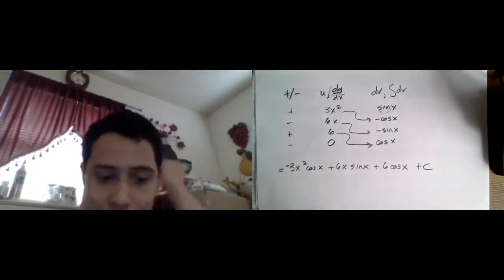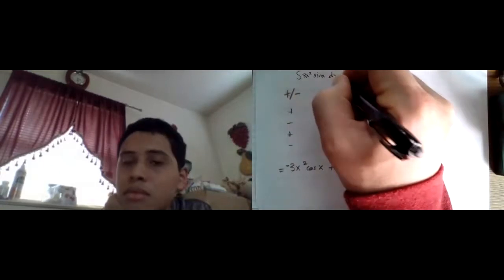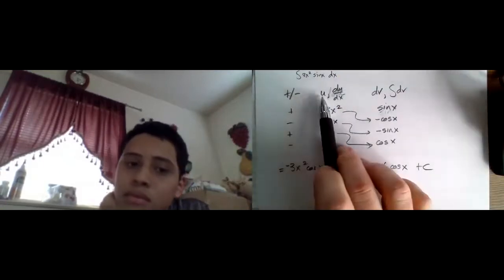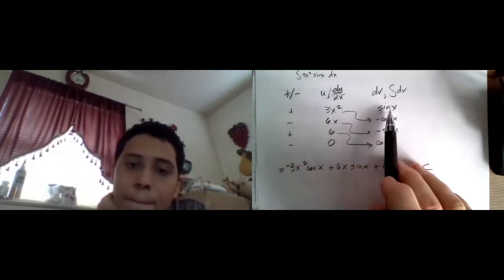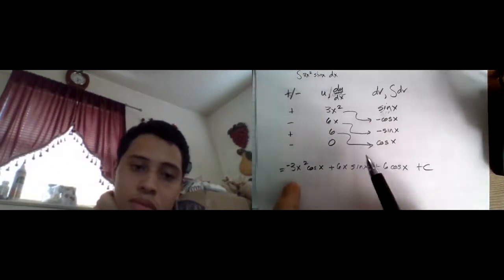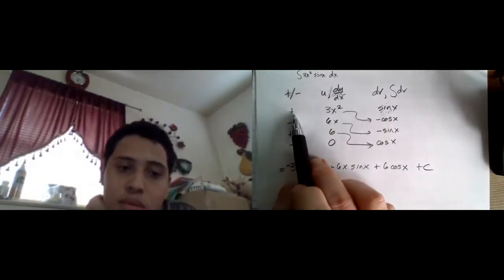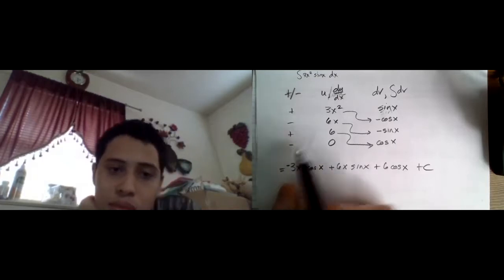So in our problem, we have the integral of 3x squared sine x dx. We use LIATE to choose u to be 3x squared, which means dv is the sine x dx. So what we do here is we make a little chart. The first line's always positive, and they alternate in sign as far down as we need to go.